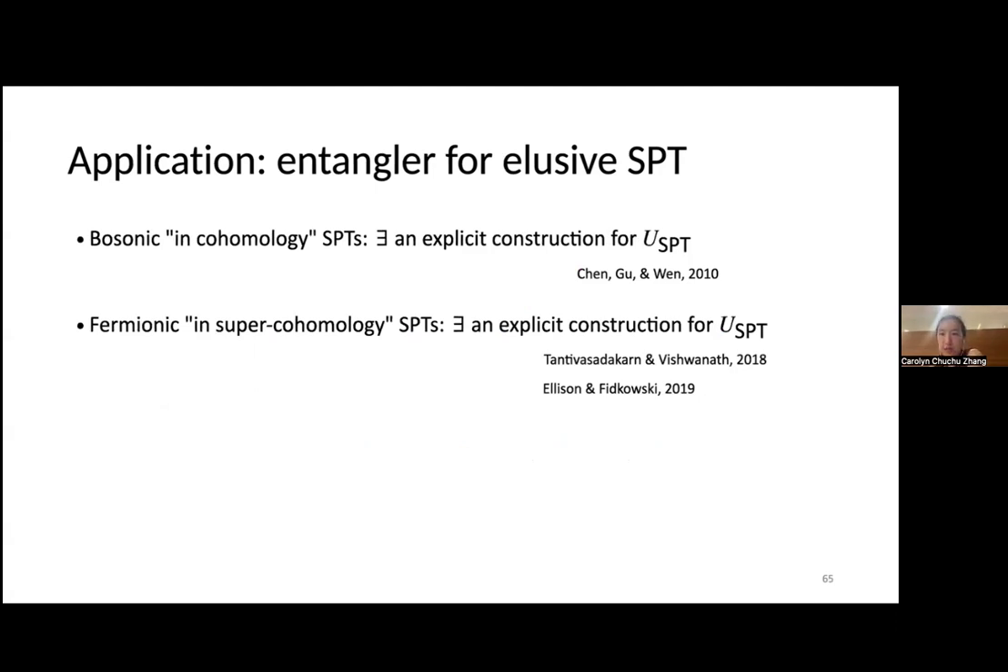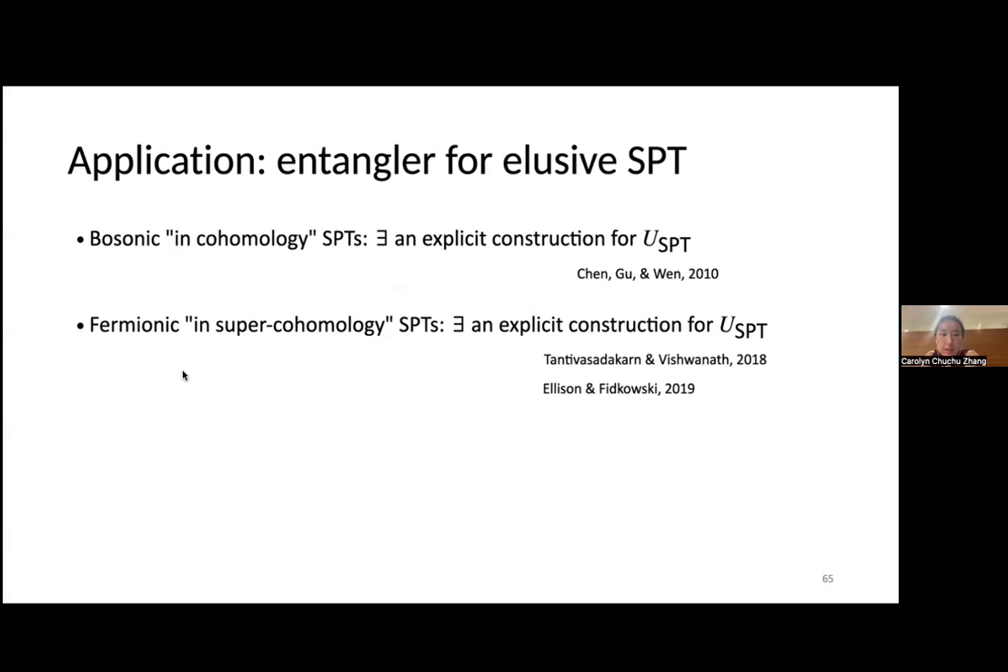These circuits have been constructed for broad classes of SPTs. There is a broad class of bosonic SPTs called cohomology SPTs, and those are classified by H^{D+1}(G, U(1)), where D is the spatial dimension. So for example, in 2+1D, it would be H^3(G, U(1)). For any of these bosonic cohomology SPTs, we know how to entangle them. We know how to go from a product state to these non-trivial SPT states using a circuit.